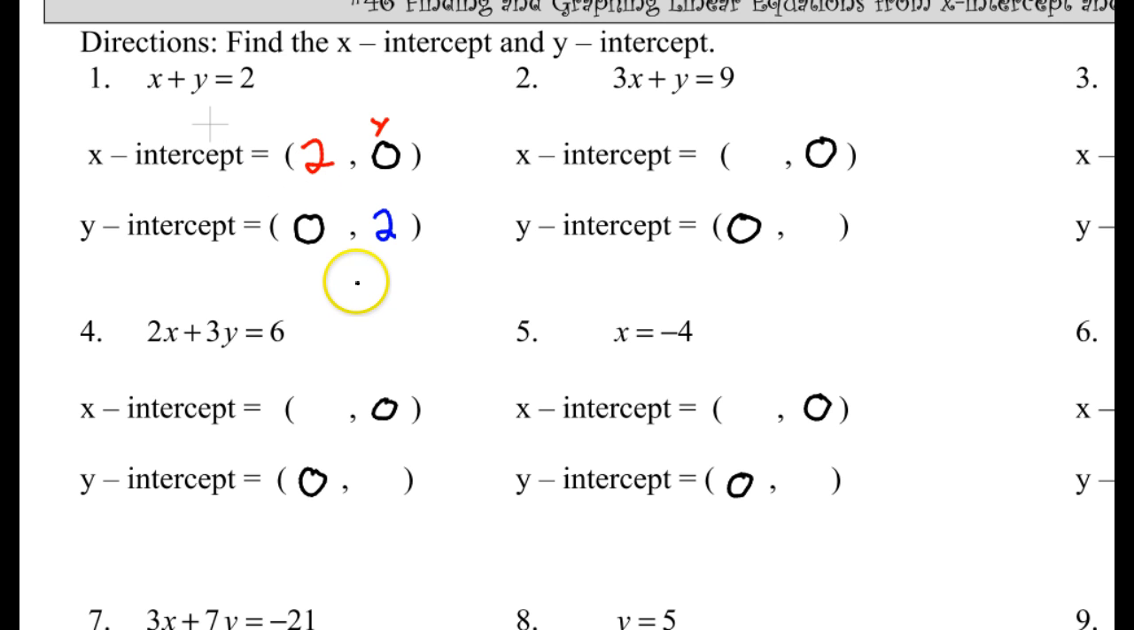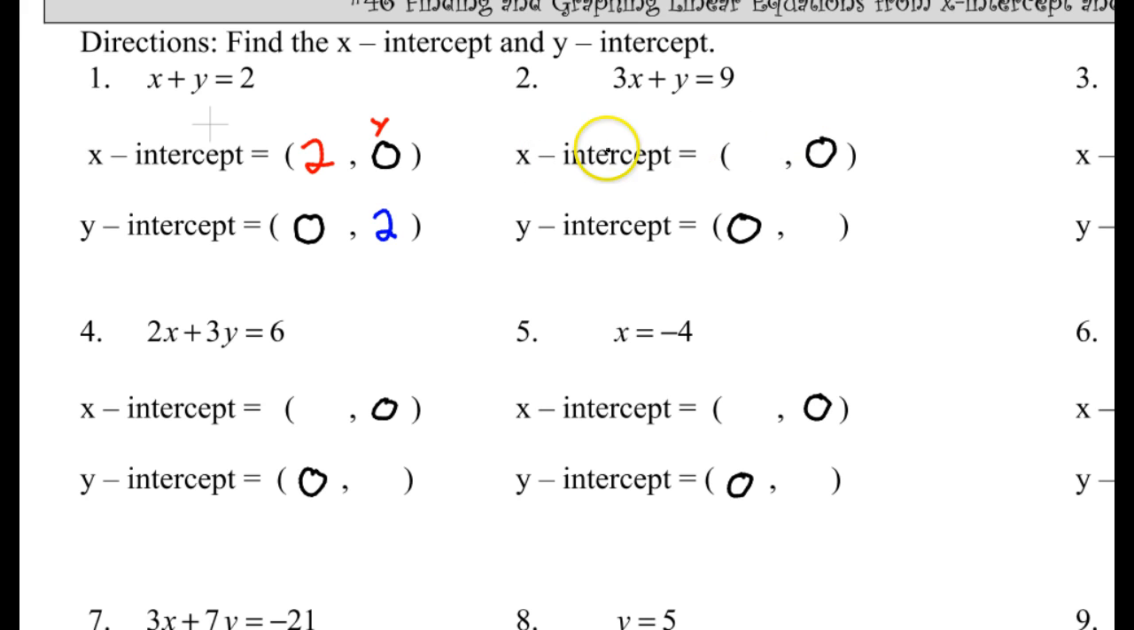So those are the x-intercepts and the y-intercepts. And if I wanted to, we're not going to yet, but I could go ahead and graph. There's 0, 2, and 2, 0, and draw a line through them, and that's my graph of x plus y. We'll do that below, though. That's the reason why we're doing this right now.